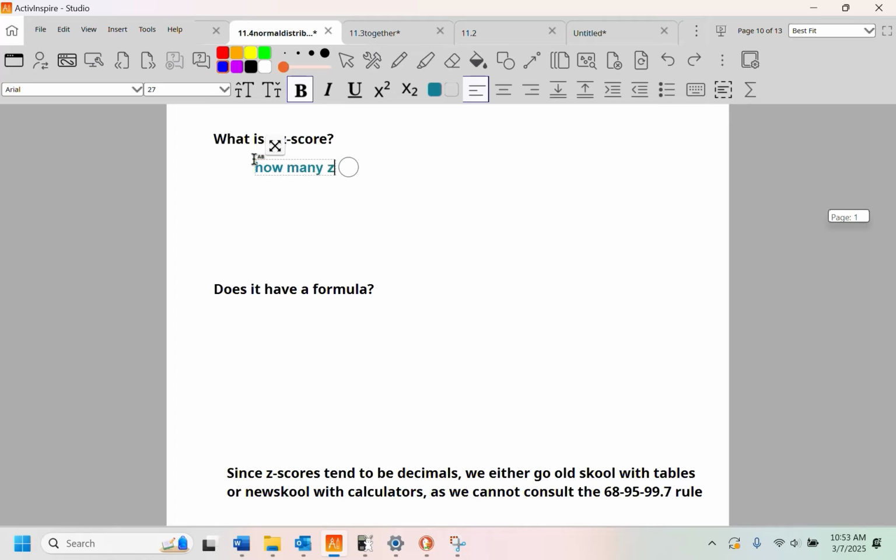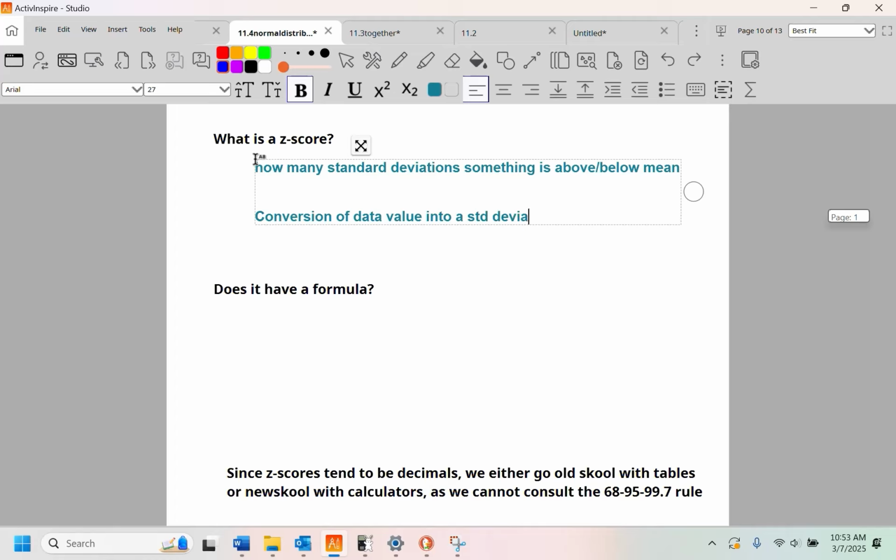Sorry, I don't know why I wrote z-scores. How many standard deviations something is above or below the mean. That's all it is. It's just a conversion of a numerical data value into a standard deviation. And I guess I should write that down. It is a conversion of a data value into a standard deviation.